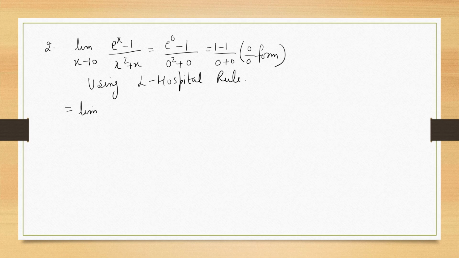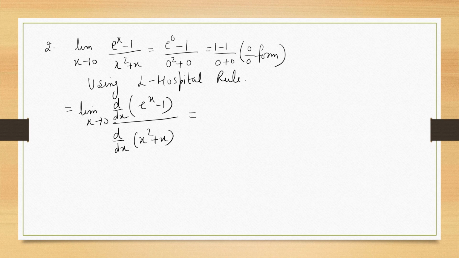Now how to apply? Again, I'll take the derivative of our numerator, that is e^x minus 1, separately, and the derivative of our denominator, that is x square plus x, separately. So it becomes limit x approaches to 0, derivative of e^x is e^x, and derivative of minus 1 is 0. And here derivative of x square is 2x and derivative of x is 1. So both the numerator and denominator are differentiated. Now I'll put the limit directly.